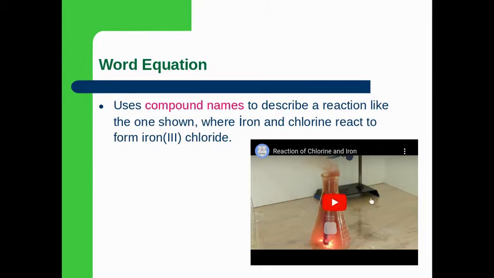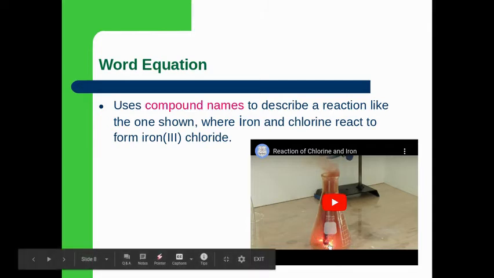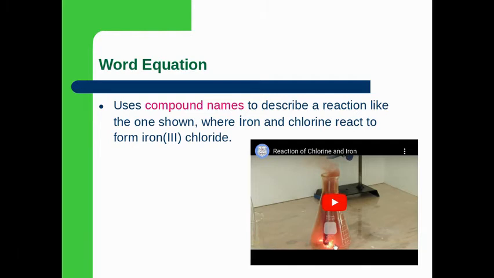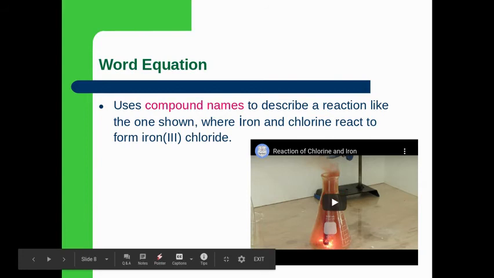I'm struggling a little bit with internet, so I'm not going to show the video, but basically it's taking iron, which is in the form of steel wool, and reacting it with chlorine gas, which is a yellow gas at room temperature. And they react to form iron 3 chloride. We see evidence of the chemical reaction just in this picture, because as soon as we dip the steel wool into the flask of chlorine gas, it immediately bursts into flames and gives off a tremendous amount of heat.